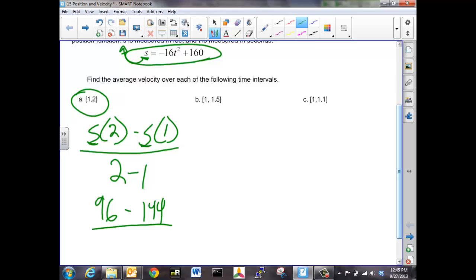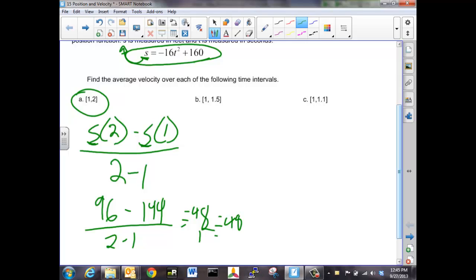Now, the distance traveled from 1 second to 2 seconds is the difference between those two. So if I subtract those two, I get negative 48, over 2 minus 1, which is 1. So the average velocity of this book from 1 second to 2 seconds is negative 48 feet per second. Why is it negative? Because it's falling down. Very good.